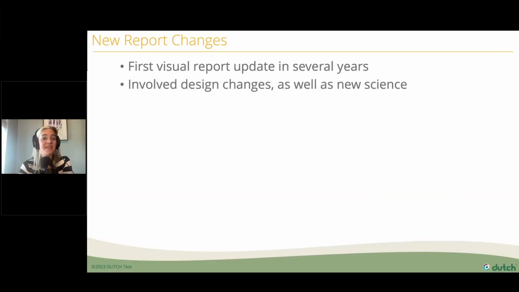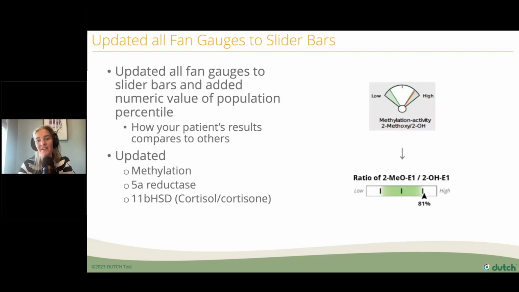So, like I said, this is the first visual report update in several years. Some of it is just design changes, but there is some new science in there, and we'll focus on that today. Now, the first change is that all of the fan gauges, which you can see here from the old report, have shifted to be shown as a slider bar. Now, this is an example of one to the next, and you can see the red line pointing just outside of that kind of zone in the middle. And same thing here, this caret right in the same location. These are really showing the same information.